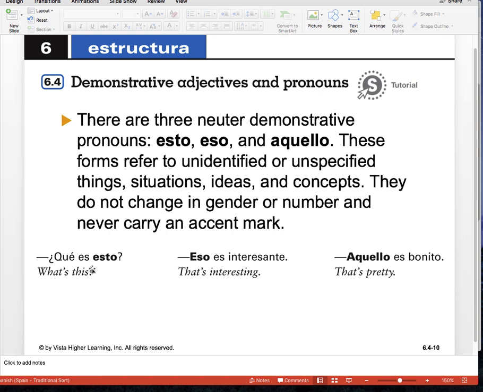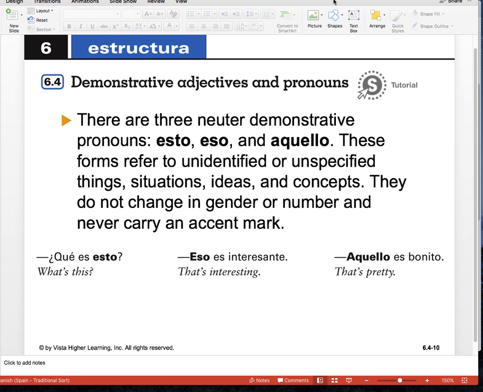So, ¿Qué es esto? What's this? Eso es interesante. Well, that's interesting, referring kind of to an entire concept, right? Aquello es bonito. That's pretty, whatever that is over there, right? So, for instance, ¿Qué es esto? If you imagine maybe you had never seen a cellular phone or something like that, and you're holding it in your hand, and you have no idea what it is, you say, ¿Qué es esto? Right? Because it's an unidentified or unspecified thing.